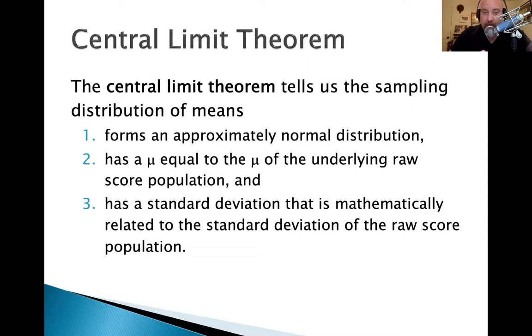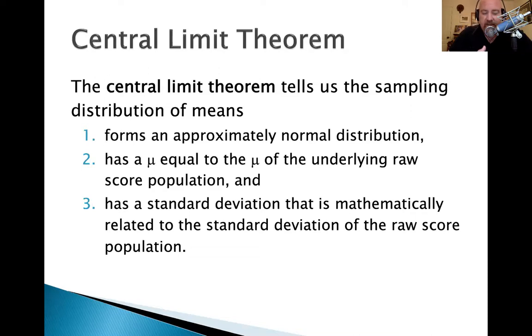And so there's some theories about this, and one of them is the central limit theorem. It tells us something about the sampling distribution of means. So it says here, if you're going to get an approximately normal distribution, right? If you have enough of these samples, you get a normal distribution, and the average from your sampling distribution should be equal to the underlying raw score population, right?